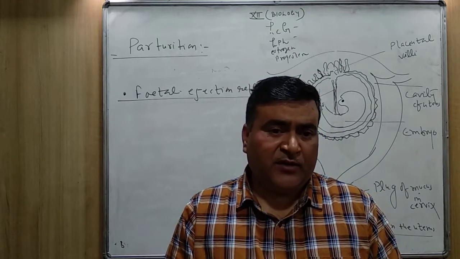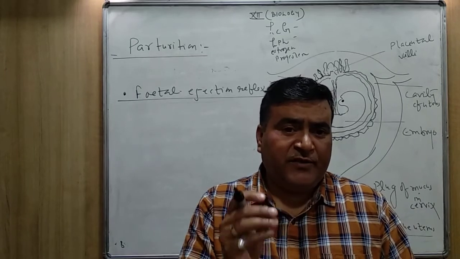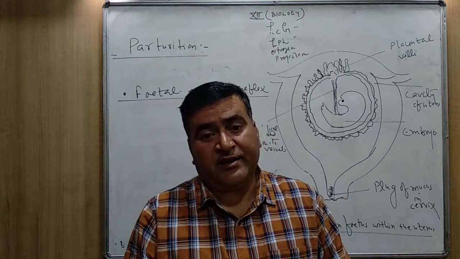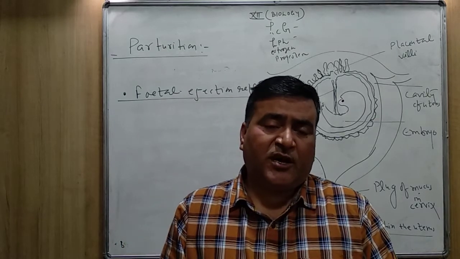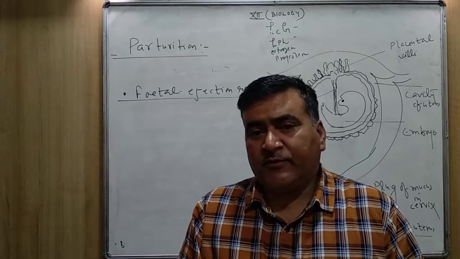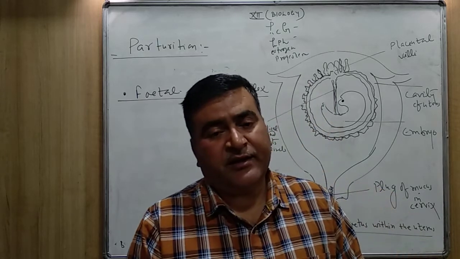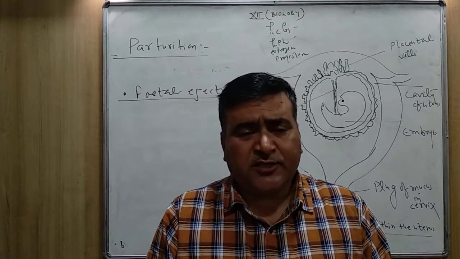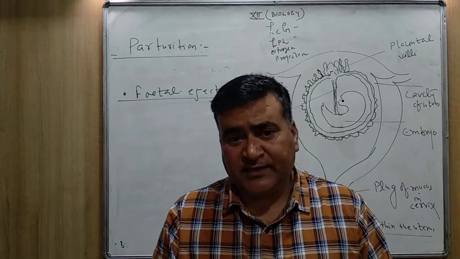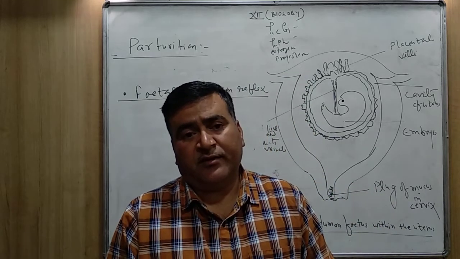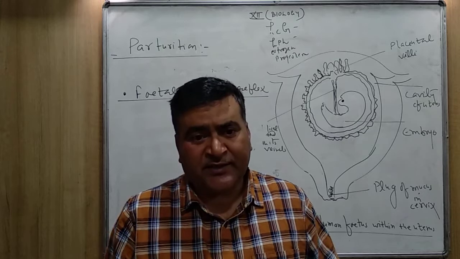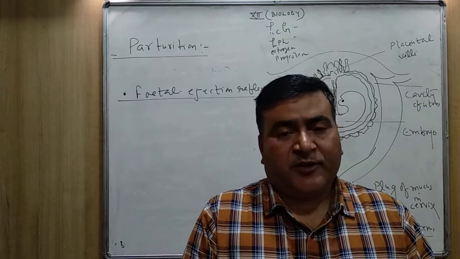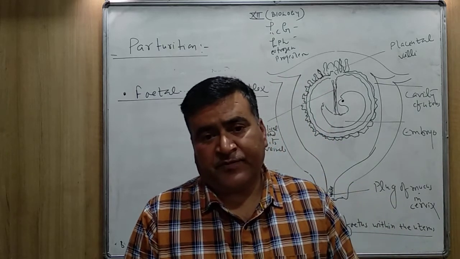outside the body. So these two hormones are very, very important, and these hormones are oxytocin and relaxin. Oxytocin hormone is secreted from the posterior part of the pituitary gland, and relaxin is secreted from the ovary. Oxytocin is responsible for the contraction of the uterus, and relaxin widens the wall of the uterus, cervix, vagina, and that's why the process of childbirth takes place.